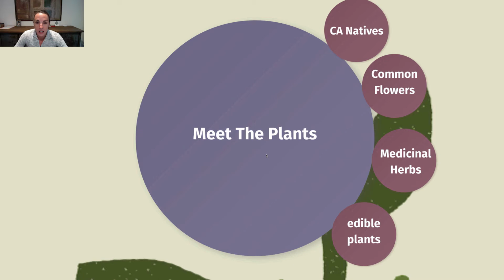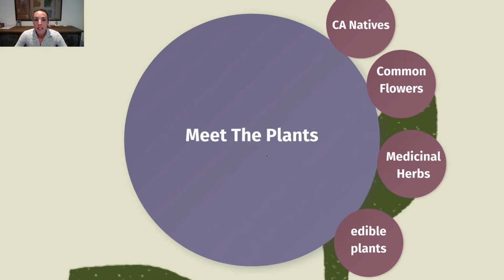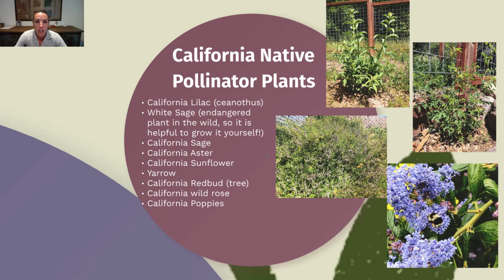So let's meet some of the plants, and if you're here in California, I'm going to give you a list of California native plants. These are a lot of plants that we have here on our food forest and that we're trying to grow more of for the native bees as well as our honeybees that we have here. But I'm also just going to go over other common flowers, medicinal herbs, and edible plants that you can add to your pollinator garden for the pollinators. So here's some California native plants.